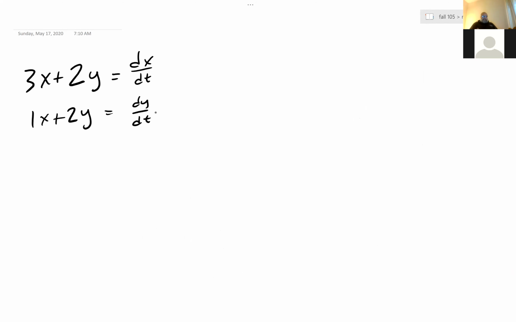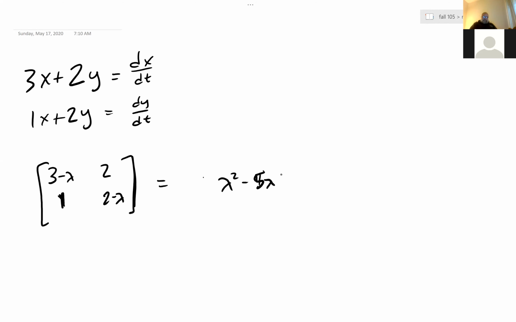And the idea here is you want to solve these equations. And so you'll set up the matrix like so, and you're going to find lambda squared minus 5 lambda plus 4 equals 0. And then when you do that, of course, you're going to get lambda equals 1 and 4.